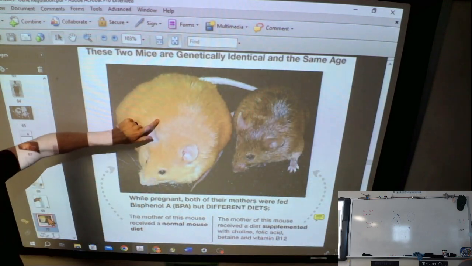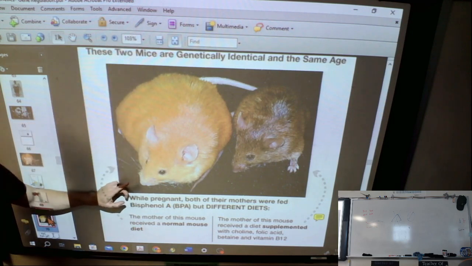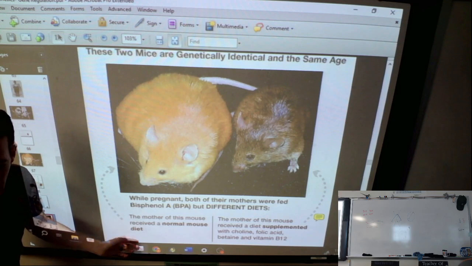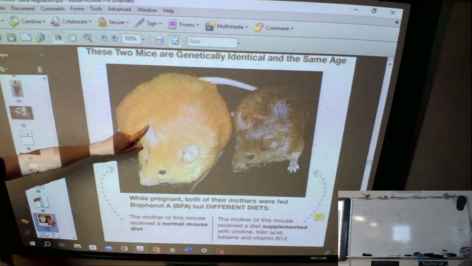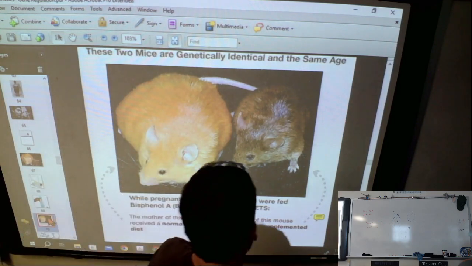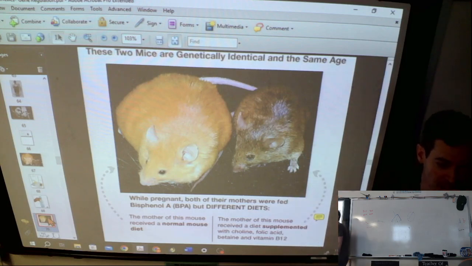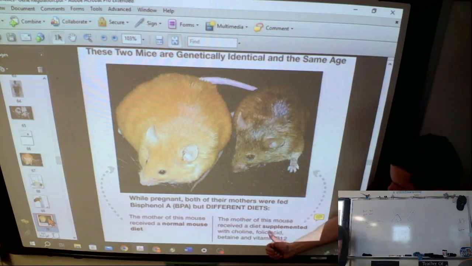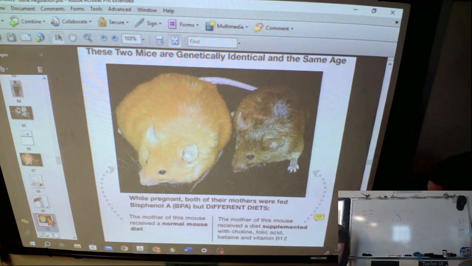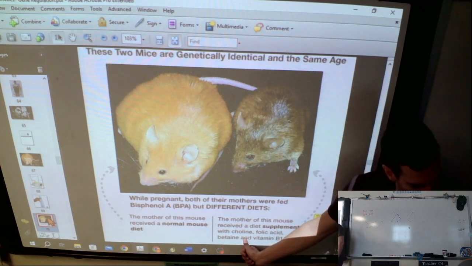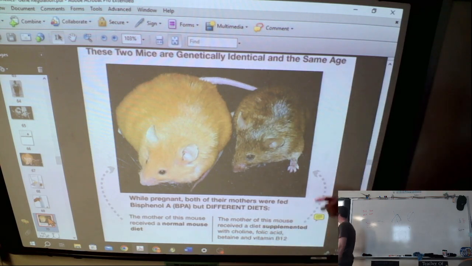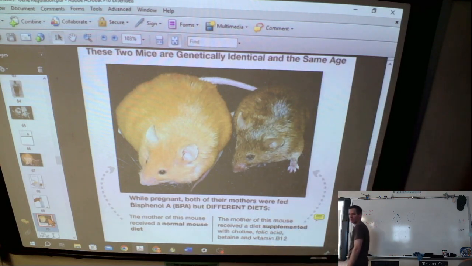So his mom had access to regular food, and then we gave her however much BPA. And that's why her kids are messed up. The other mom had access to the same amount of food. We hit her with the same amount of BPA, but we also gave her folic acid, vitamin B12, betaine. I had to look up how you say it. That's how you say it. And so those mice turned out to be fine.